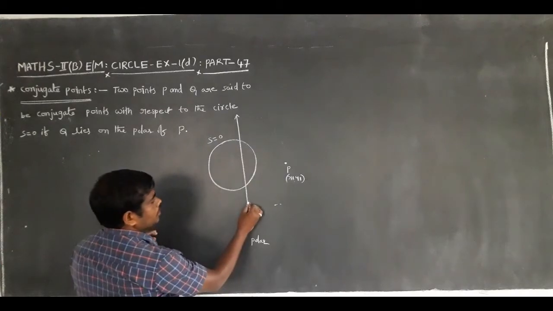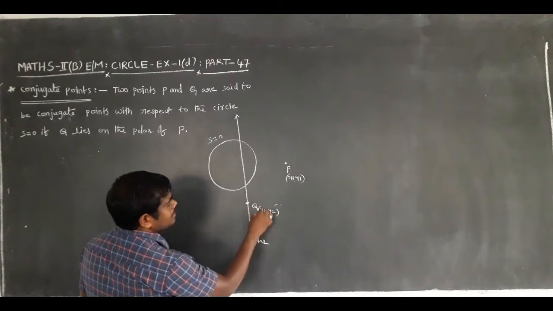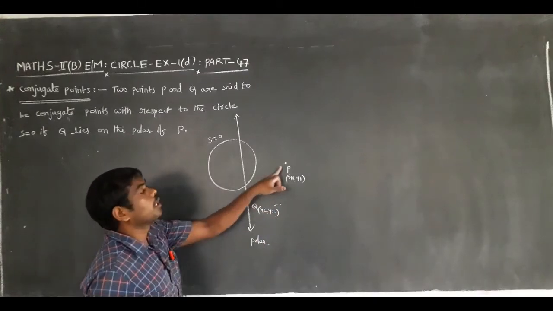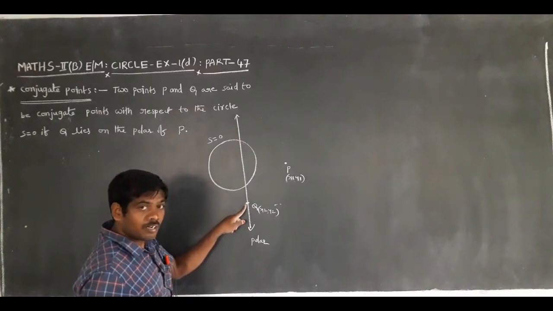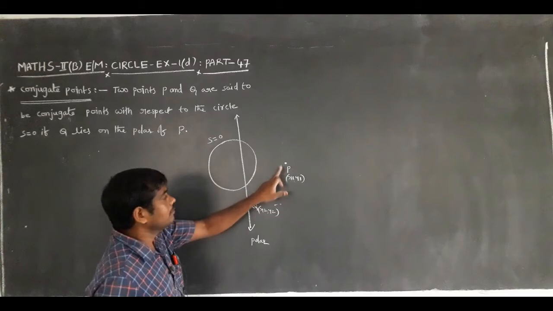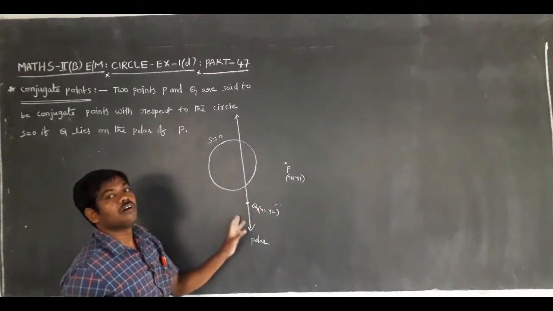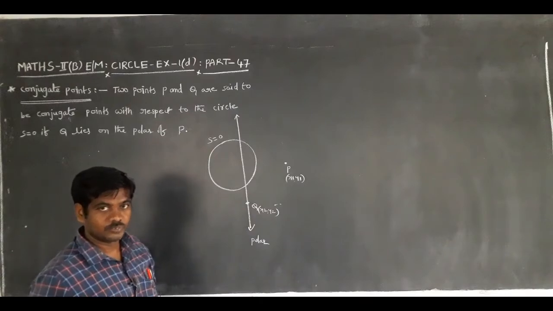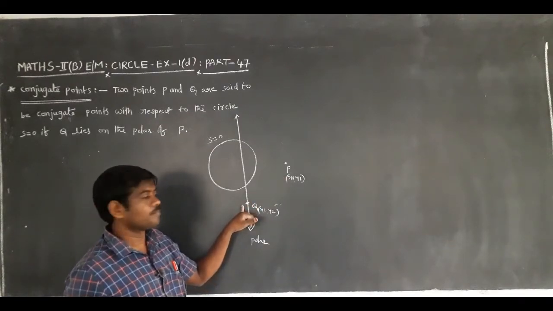Here, Q is a point that lies on the polar of P. Q lies on the polar of P. Then P, Q are said to be conjugate points. P and Q are said to be conjugate points.